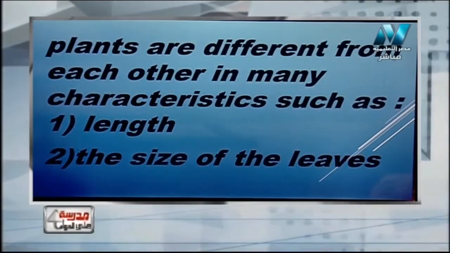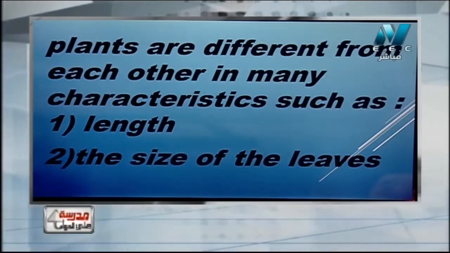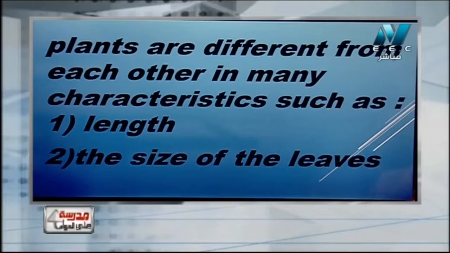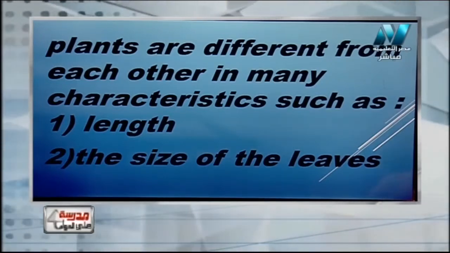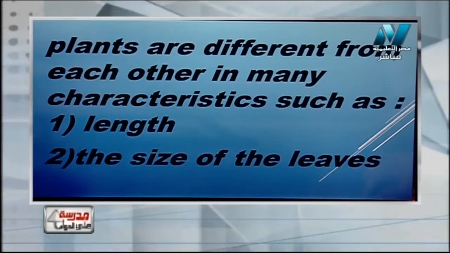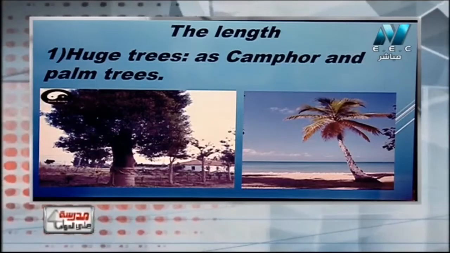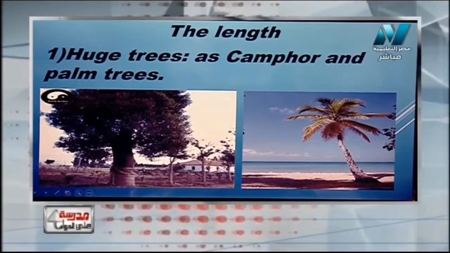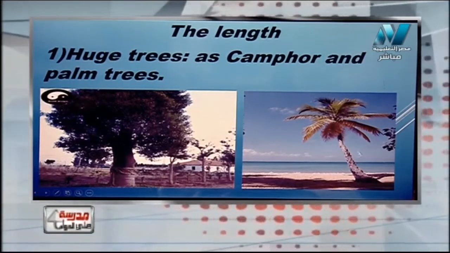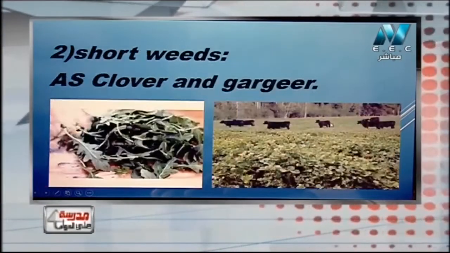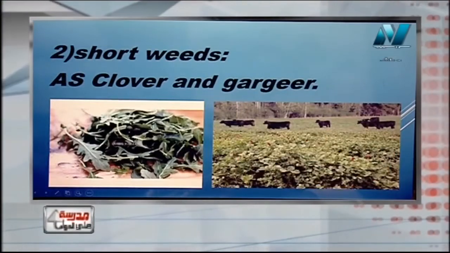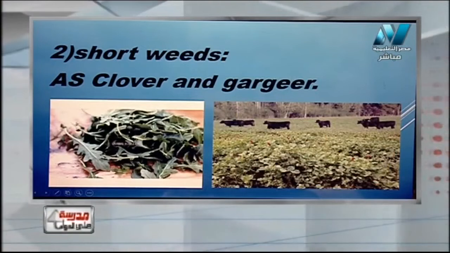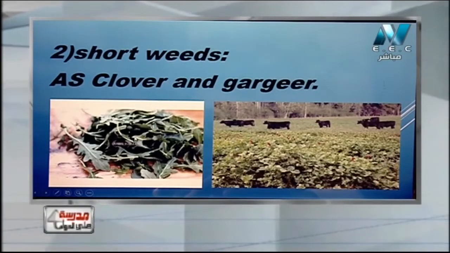According to plants, plants are different from each other in many characteristics, such as length. There are short plants and there are long plants. Number 2, the size of the leaves. Some plants have big leaves and others have small leaves. The length: huge trees, as you see on the monitor, such as camphor, a very huge tree, and the palm tree is very long. And number 2, short weeds, very small and very short, such as clover.